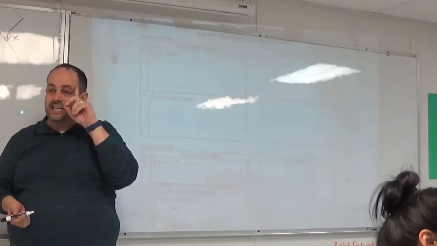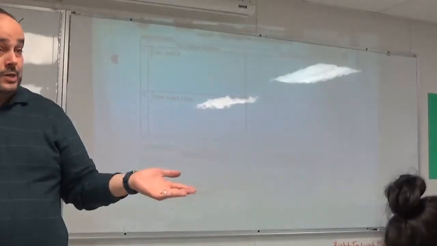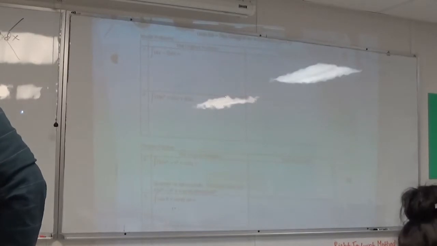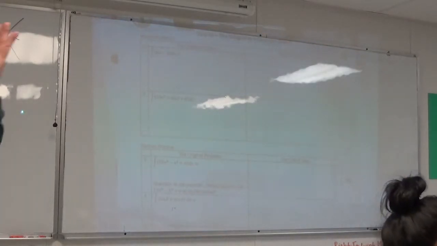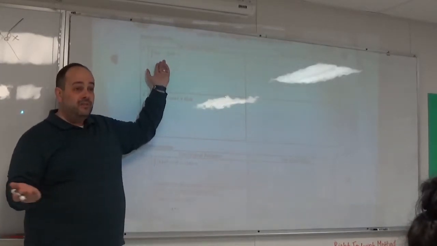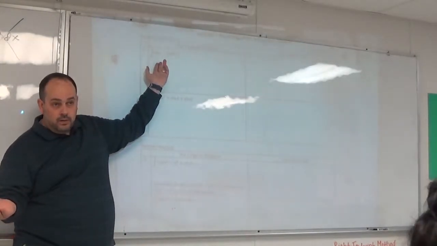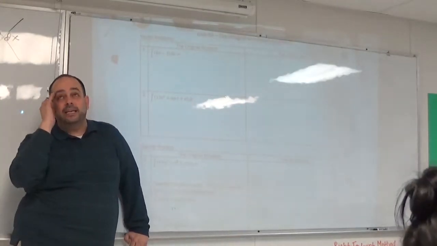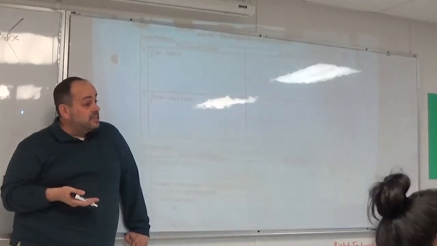What function has 6x minus 2 as its derivative? That's the question. Think about that for a second. What function has 6x minus 2 as the derivative? Have you ever seen 6x minus 2 as the answer to a derivative? What would I take the derivative of to get to 6x minus 2?